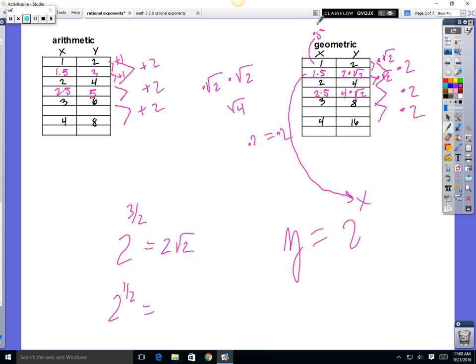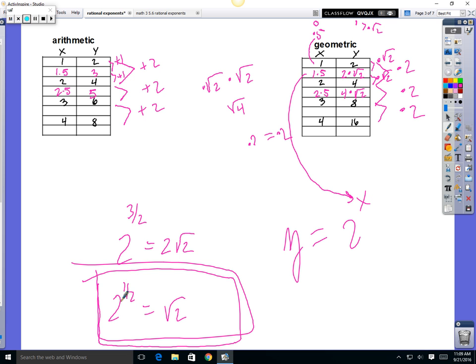So if we start here as 0, 0 is always going to start off at 1. And if I go to the half, I'm going to times it by square root of 2. So 2 to the 1 half is just square root of 2. Now this is a big idea right here. 2 to the 1 half is a square root of 2. This is huge.